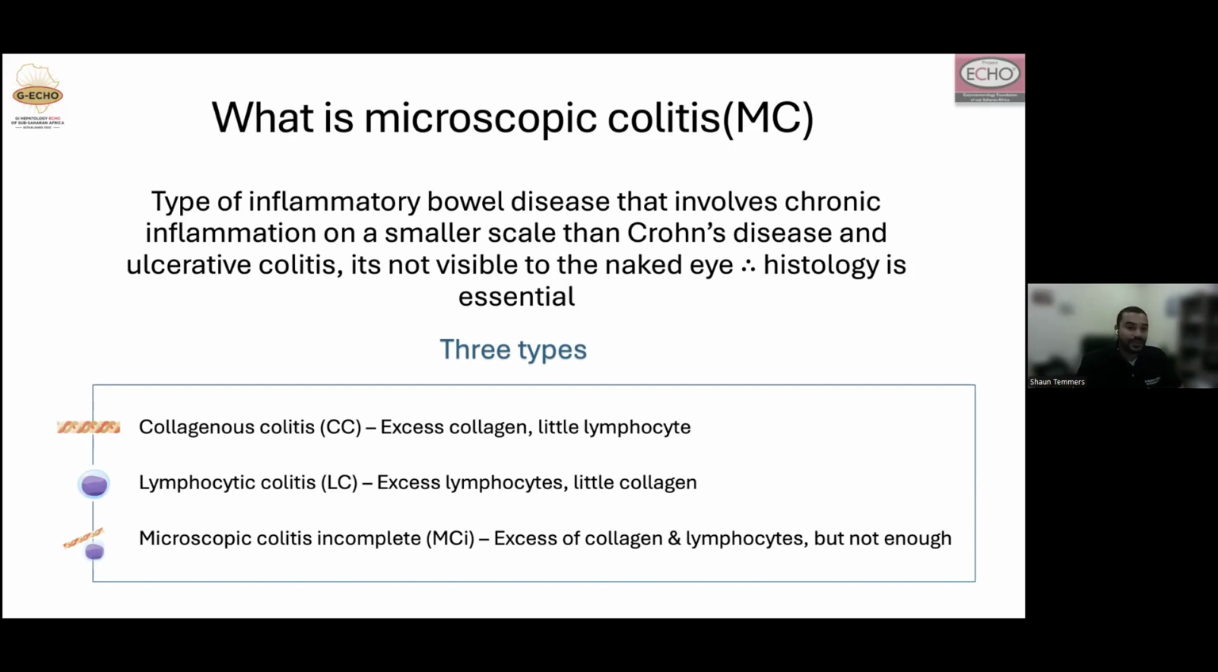It's subdivided into three essential types, of which collagenous colitis has excess collagen but very little lymphocytes. Lymphocytic colitis, where there's lots of lymphocytes but not as much collagen, and then what is known as incomplete microscopic colitis, where there's a lot of collagen, a lot of lymphocytes, but just not enough to fulfill the criteria of either of the above.